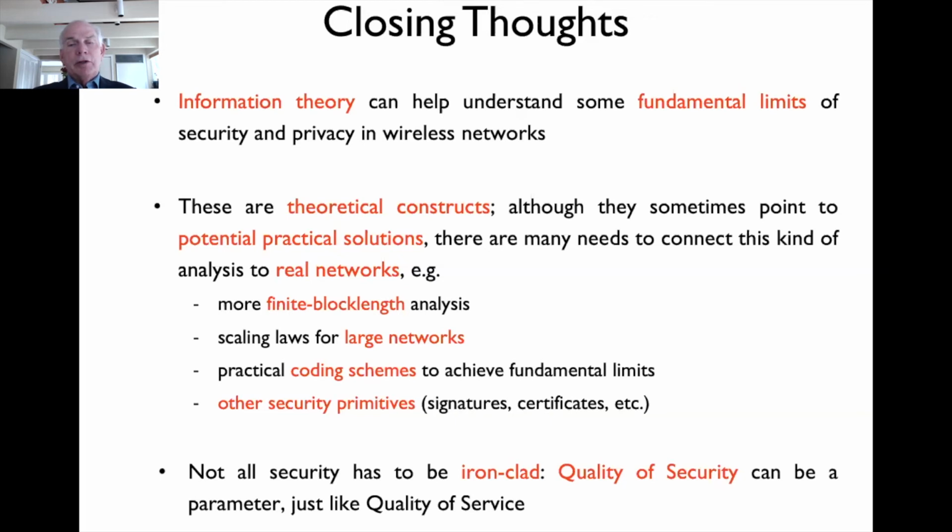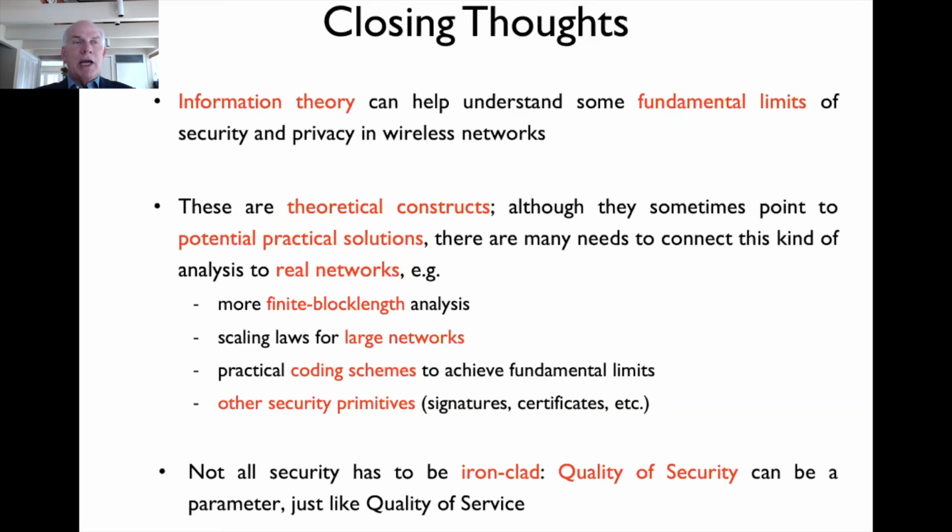But there are a lot of other issues that need to be considered. For example, finite block length analysis, certainly a lot more needs to be done there. We have just the wiretap channel, but there are many, many other channels out there to look at. Scaling laws for large networks: most of what I've talked about here has involved very small numbers of terminals, and of course, one of the principal features of IoT is massive deployment. So that's certainly something that needs to be looked at. Practical coding schemes.